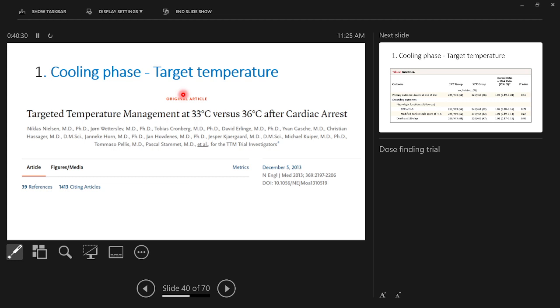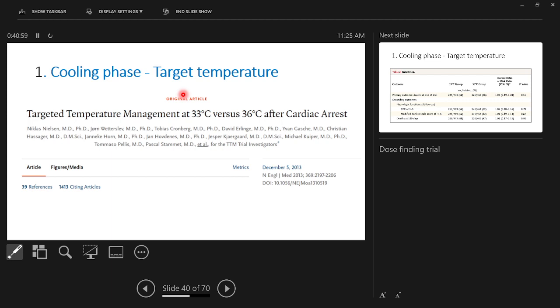Then regarding the target temperature, initially there were the HACA and Bernard trials. They were proposed in 2002, but there was less evidence. In the HACA trial, it suggests that there is an improvement of around 14% in the intervention group, but it was very unlikely to happen. So the evidence was very low at this stage. After that, the concept of TTM started.